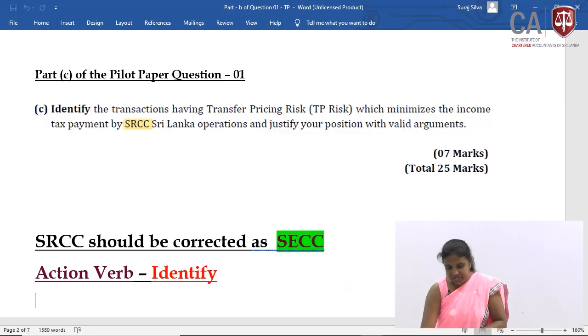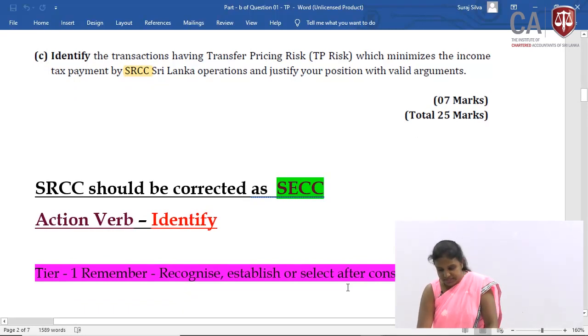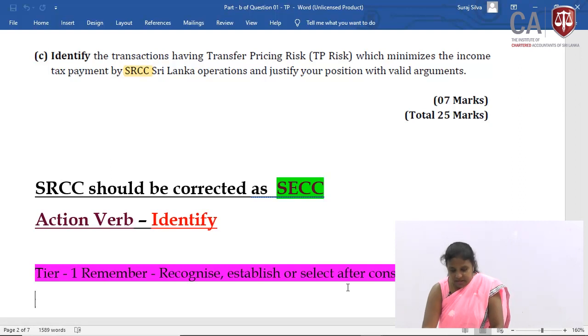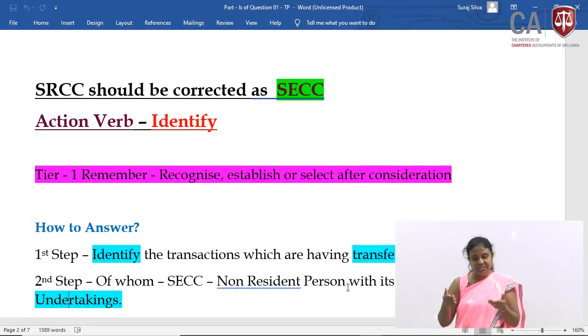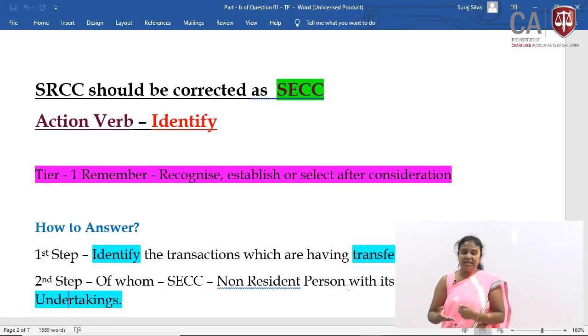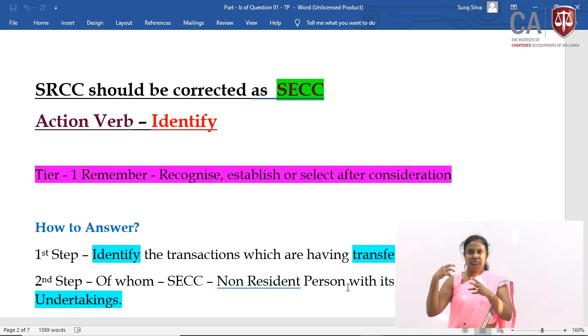Then in the question, the name SRCC should be SECC, not SRCC. Now we will see what the action verb in the question is. It is identify. Then identify is in which tier? It's tier 1, remember. Under that: recognize, establish or select after consideration. Now you have to recognize which transactions have transfer pricing risk.